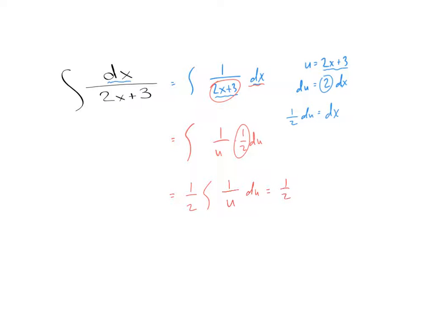1 over u, 1 over x, that is the natural log of u plus c. Don't forget the absolute value symbols. Don't forget the plus c. And then when you back substitute what u is equal to, you get the natural log of 2x plus 3, the absolute value of that, plus our constant c. Okay? That's the answer to that one.